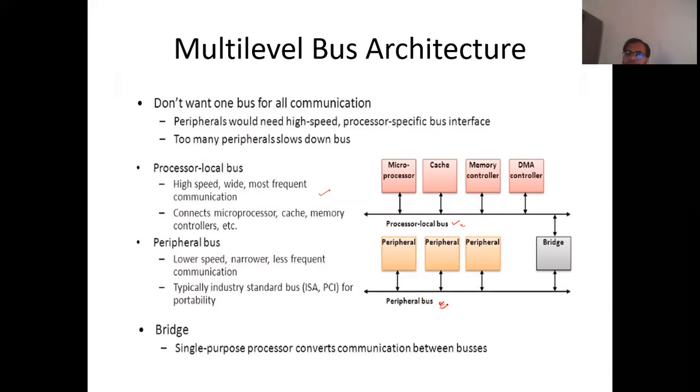If there is a multi-level bus architecture, then there should be a way to communicate between two buses. Here, in our case, there are two buses: the processor local bus and the peripheral bus. To provide communication between the two buses, we have a thing named a bridge. A bridge is a simple single purpose processor whose purpose is just to provide communication between two different kinds of buses. A small question can come in exams: what is multi-level bus architecture and what is its requirement? With the help of this diagram, you can easily explain that.